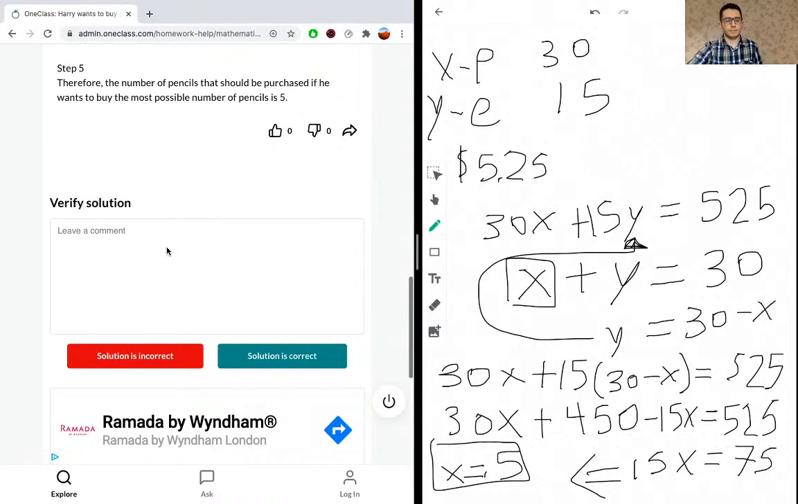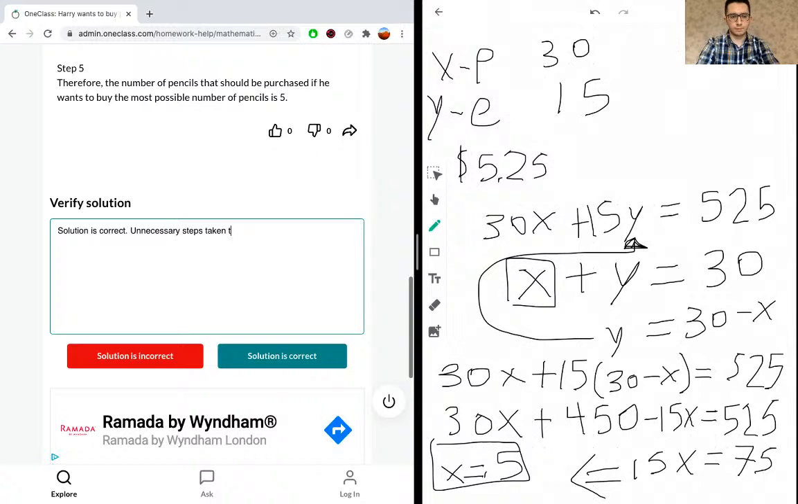So the solution is correct, but there are unnecessary steps taken to get to the final answer.